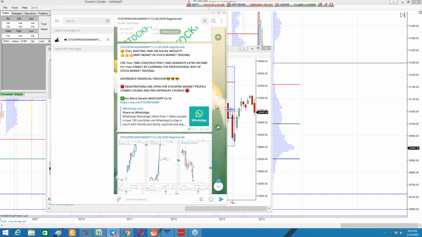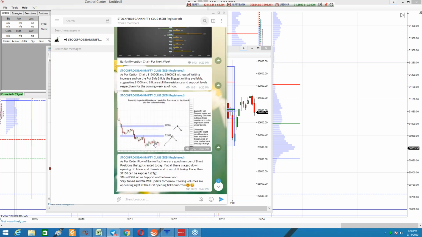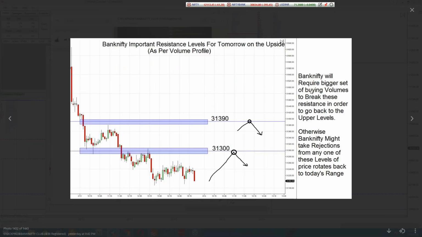And this is what we posted yesterday related to Bank Nifty, and this is what I was expecting, that if at all there is an upward retracement, then Bank Nifty might take rejection. Our mood was bearish related to Bank Nifty, because obviously the expiry day was carrying a good amount of short positions in Bank Nifty.